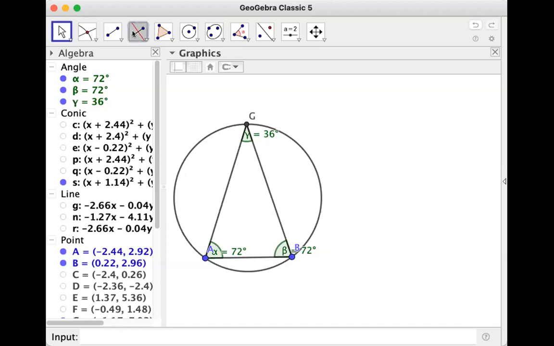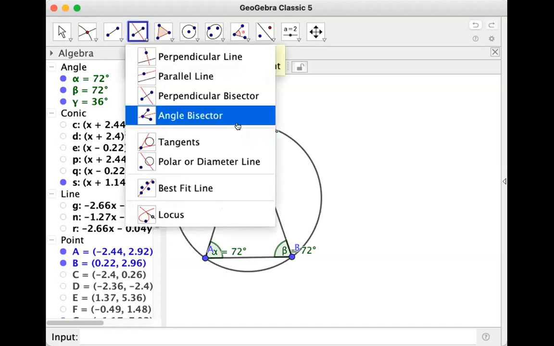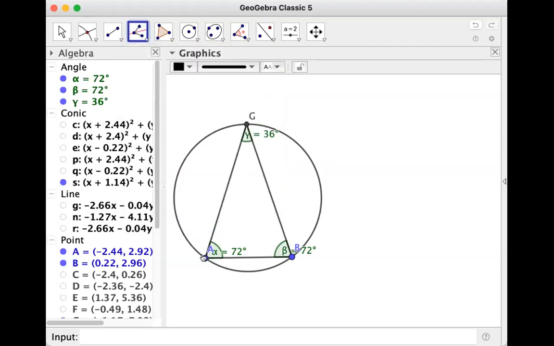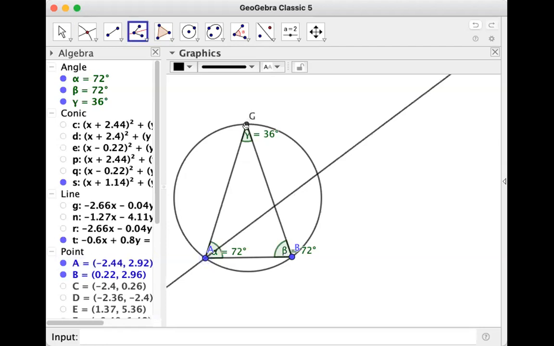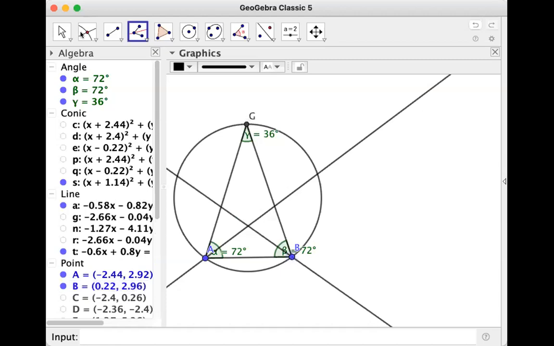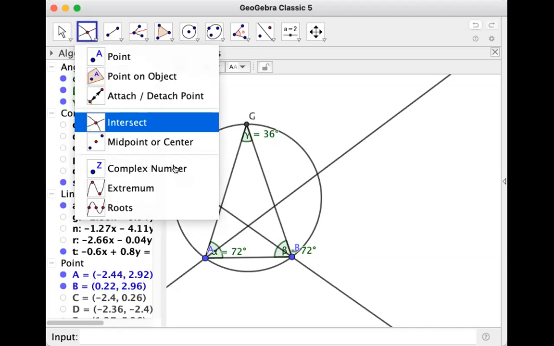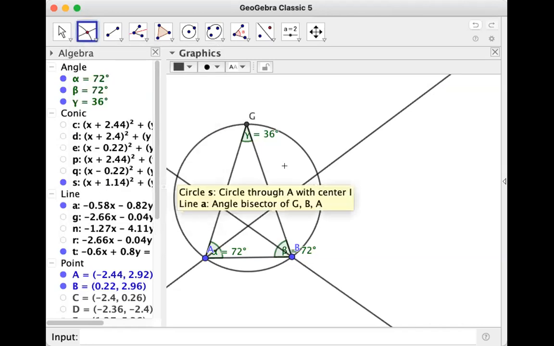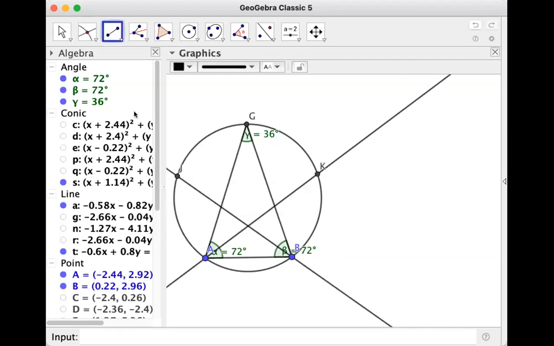We finished this thing out with the angle bisectors. Angle bisector number 1, angle bisector number 2. And where those angle bisectors hit the circle, those will be the other 2 points of the pentagon.